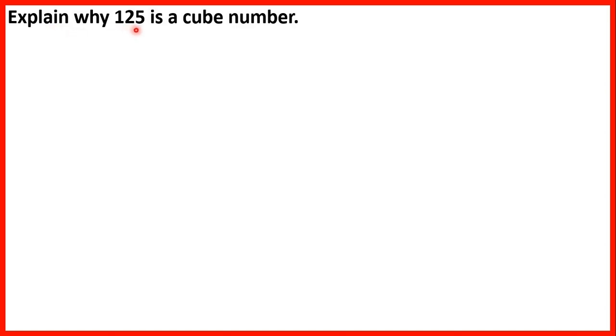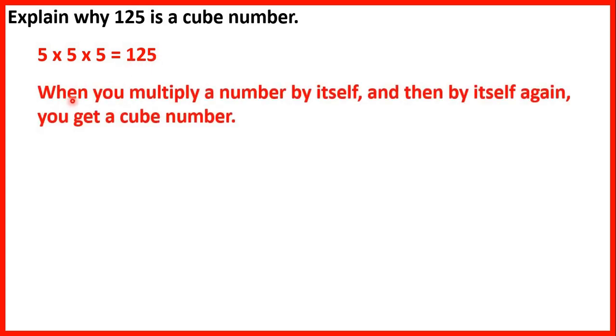Explain why 125 is a cube number. Well, 5 times 5 times 5 is 125, because 5 times 5 is 25, times 5 again is 125. And when you multiply a number by itself, and then by itself again, you get a cube number. So 5 cubed is 125.